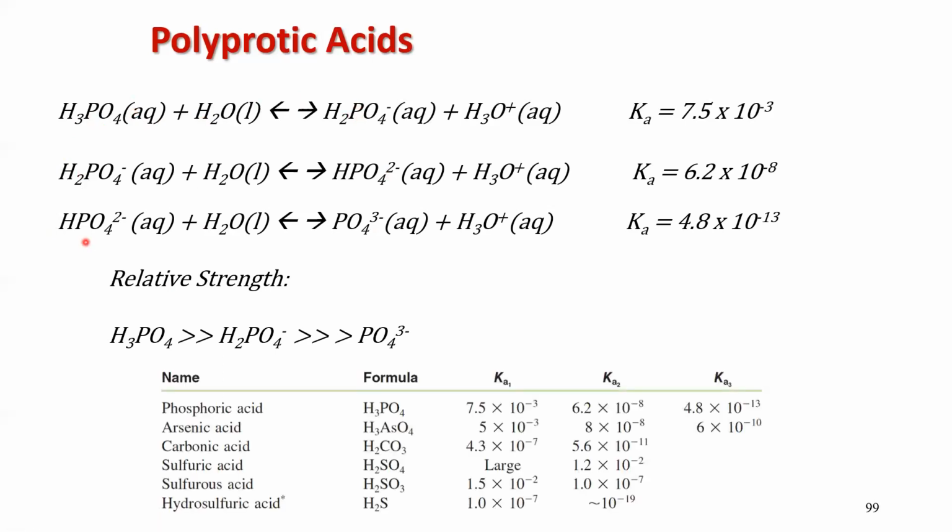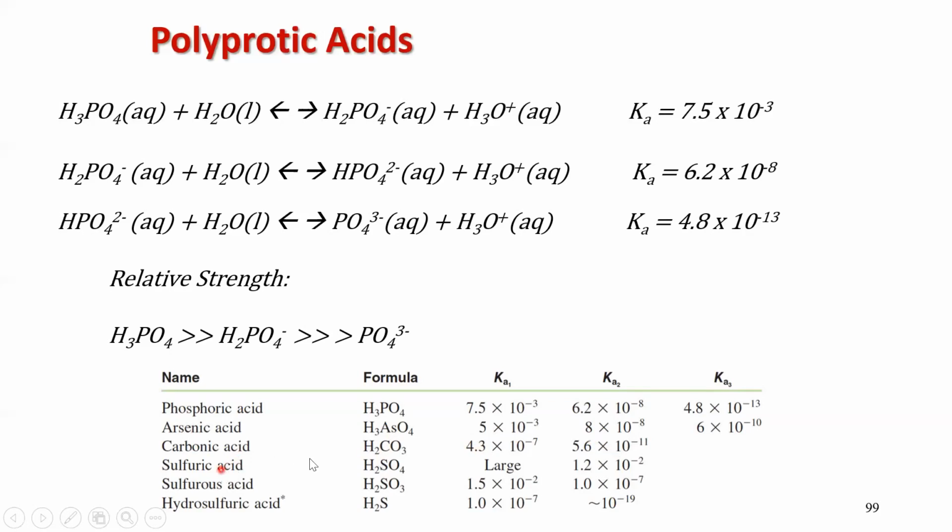Now, there are several different polyprotic acids. We looked at phosphoric acid already. Okay, if we look at arsenic acid, it's a triprotic acid. It's got 3 acidic protons. There are 3 steps. And notice the Ka values get smaller and smaller as we go down. Carbonic acid is a diprotic acid. It has 2 steps.